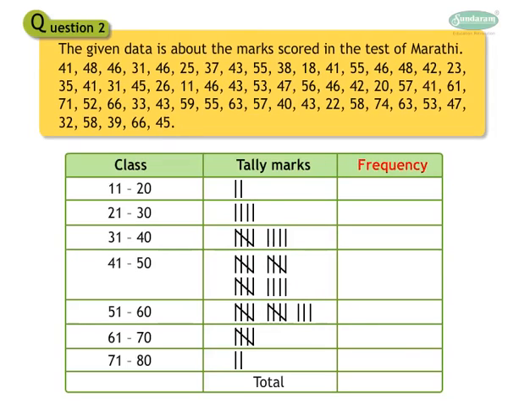Third column will be of frequency. In this column, we count the number of tally marks. Write the number in frequency column. Number of students scored marks between 11 to 20 are 2. So we write frequency as 2. Number of students scored marks between 21 to 30 are 4. So we write frequency as 4. Thus, in this way, we find other frequencies also. Now, total the numbers in frequency column. Therefore, we get total as 56.